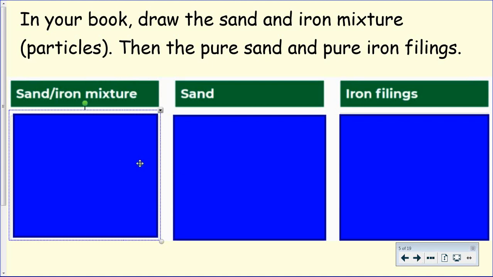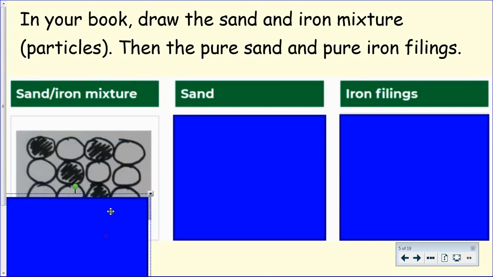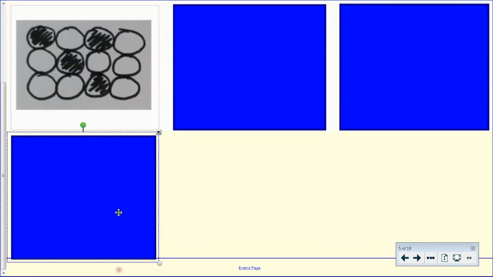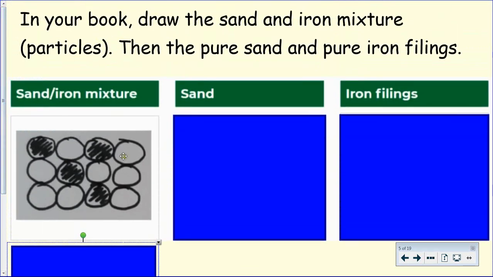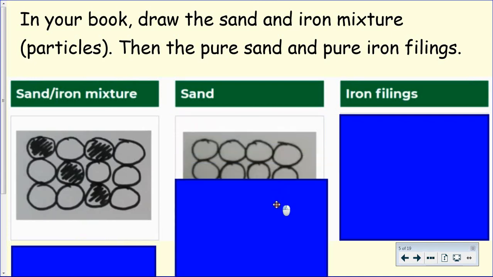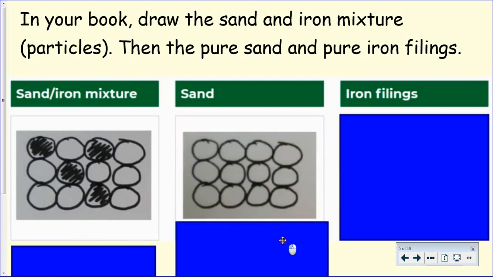Well done if you drew the particles for the sand and the iron and you mix them together. So you've got some coloured in and some plain, and actually you should only have two types of particles in there because it only had sand and iron. So your sand particles will look like this.